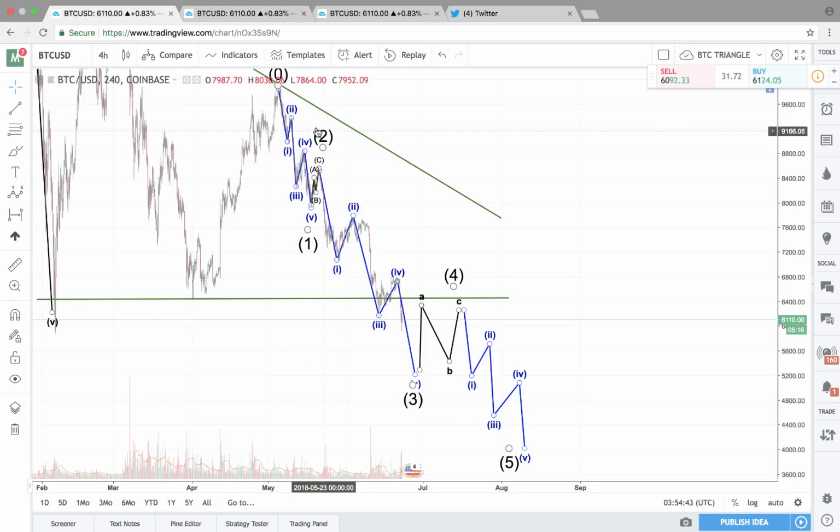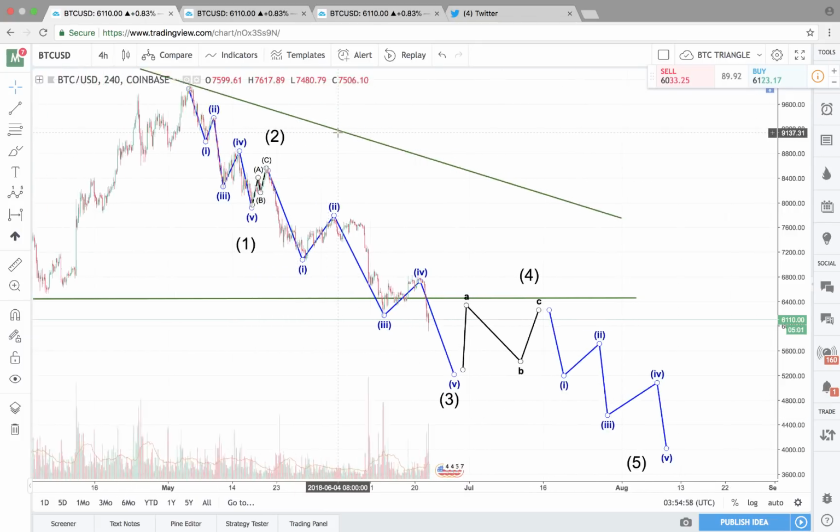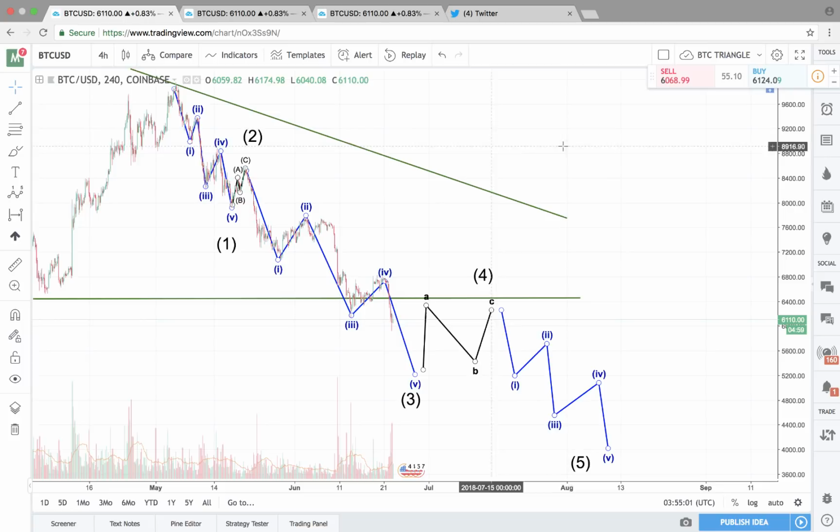The other counts have us with a first wave, a second wave, and they have us currently in the third wave, which means we still have a fourth wave to go, and we're going to get one more fifth wave down to bring us into sub 4K levels, or definitely sub 5K, maybe mid 4K levels. And the only reason I'm not too fond of that particular count is when we talk about Elliott wave, we look at the size of each of the fractals, and they should be somewhat similar.